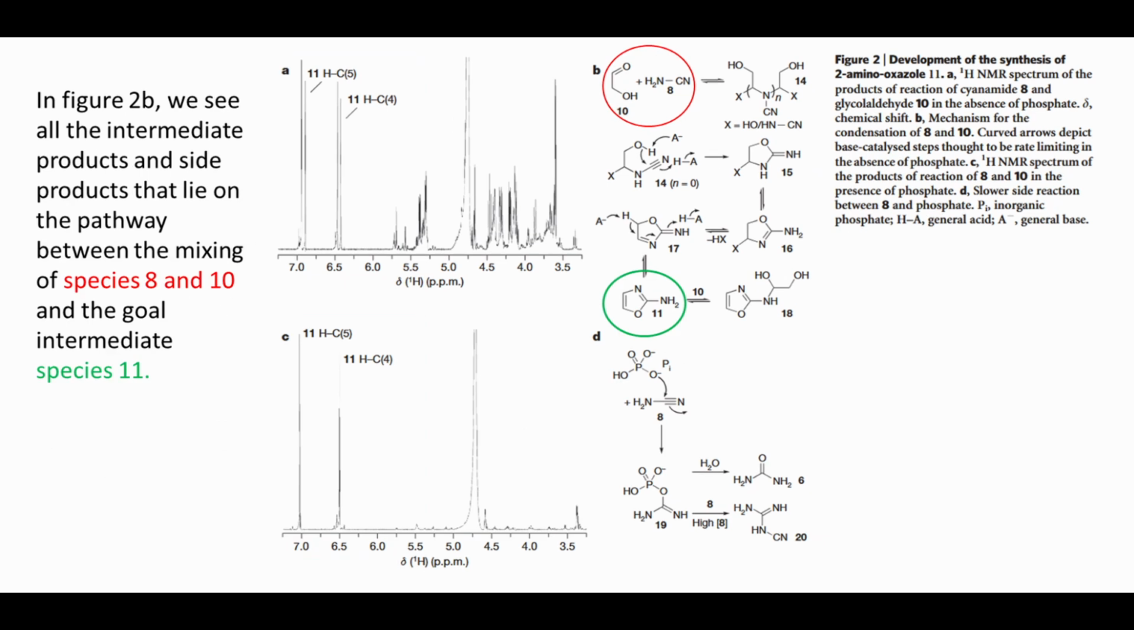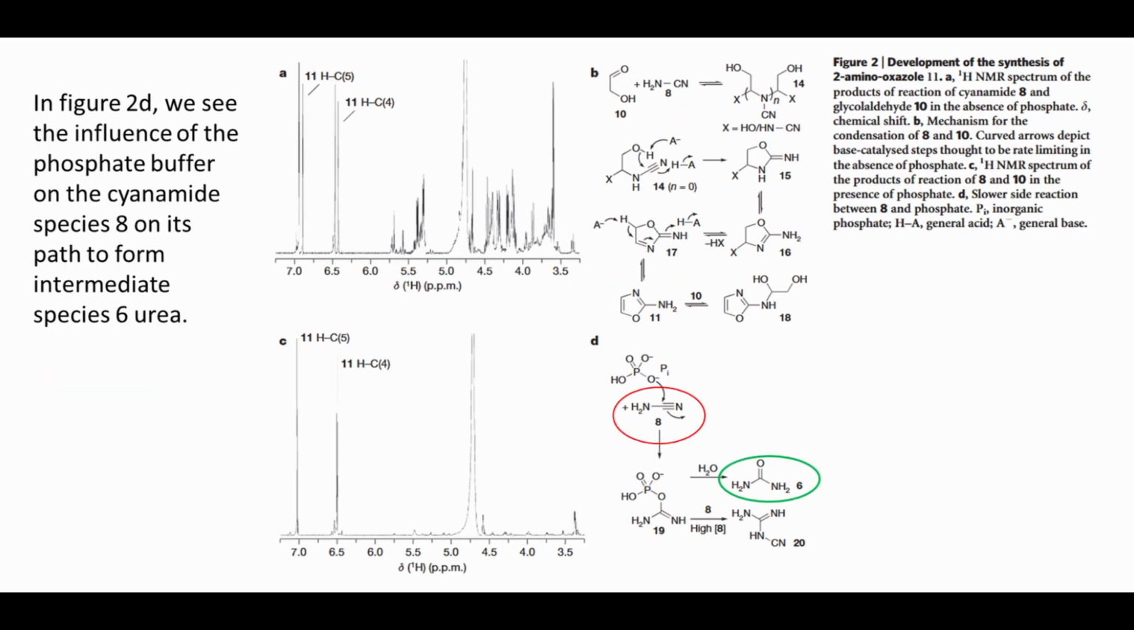In Figure 2b, we see all the intermediate products and side products that lie on the pathway between the mixing of species 8 and 10 and the goal intermediate species 11. The reaction occurs in the absence of the phosphate buffer. We see that there are 6 other intermediate products between species 8 and 10 and the goal intermediate species 11. There are probably other products that do not appear in 2b. I think a major takeaway from Figure 2b is that the process shown in Figure 1 is greatly simplified.